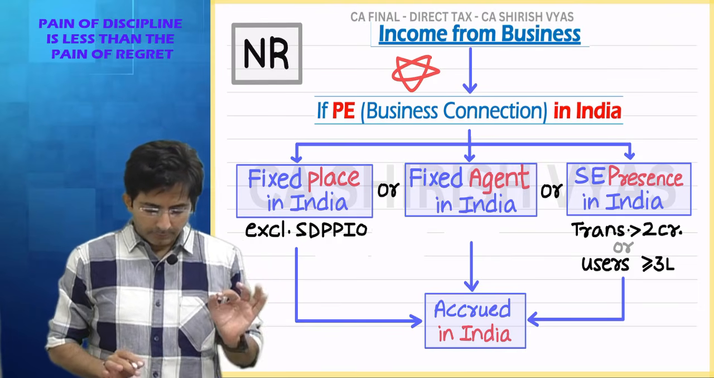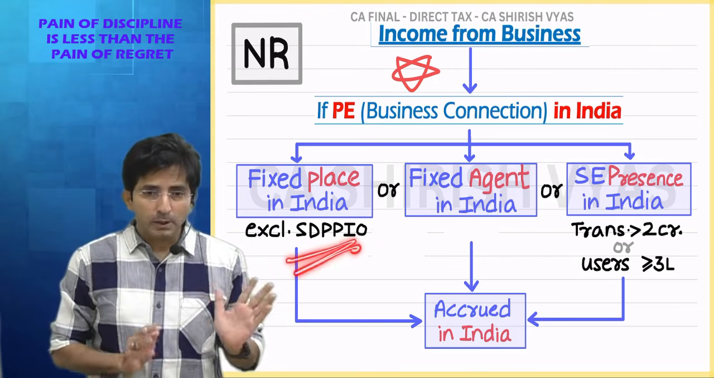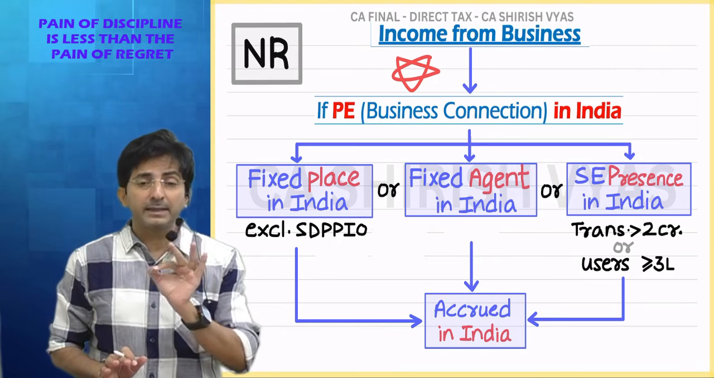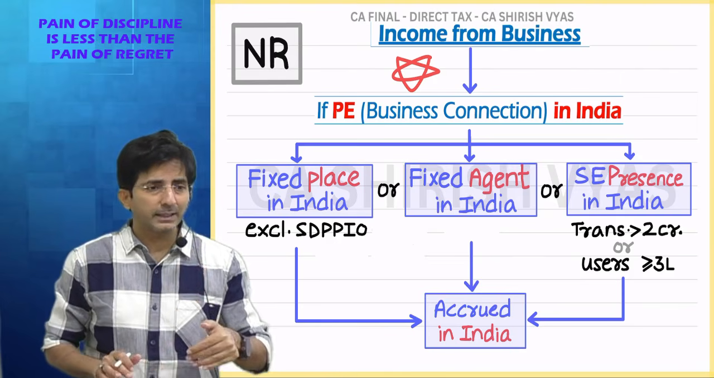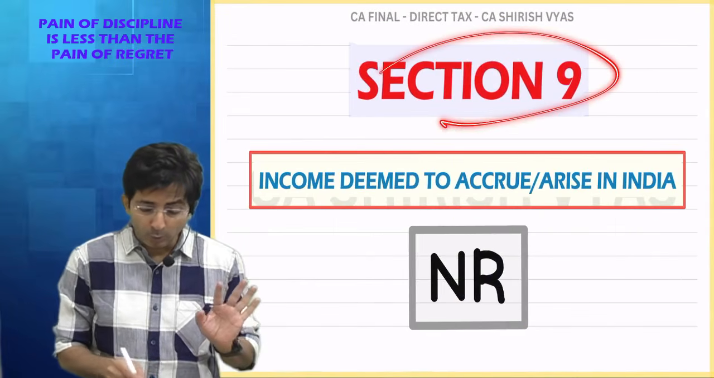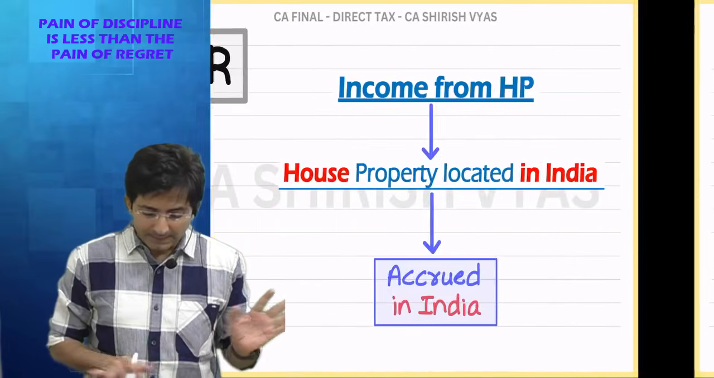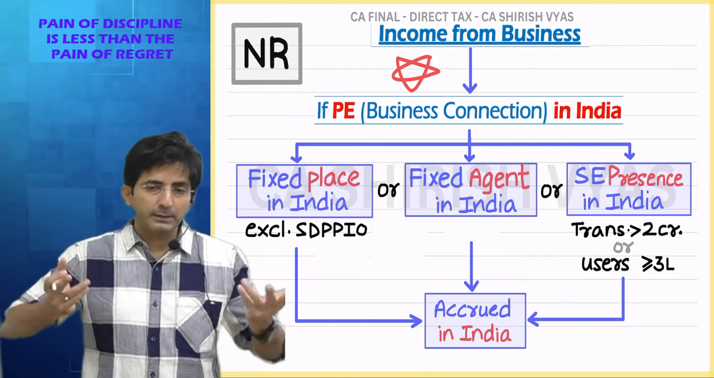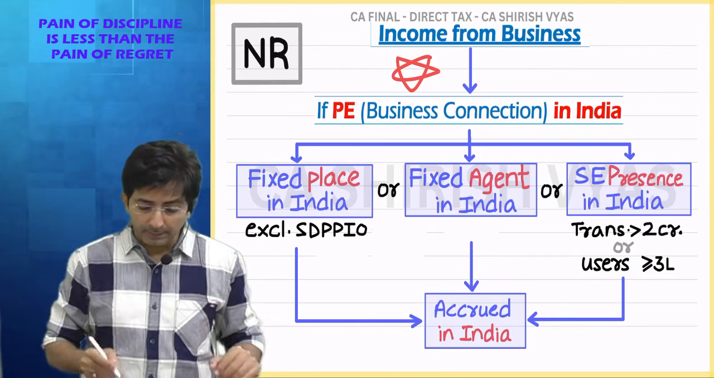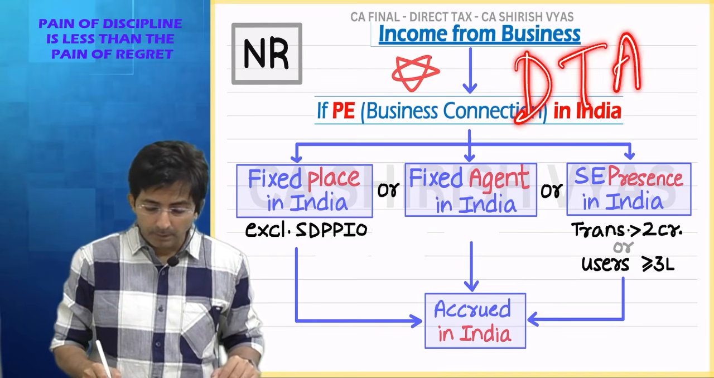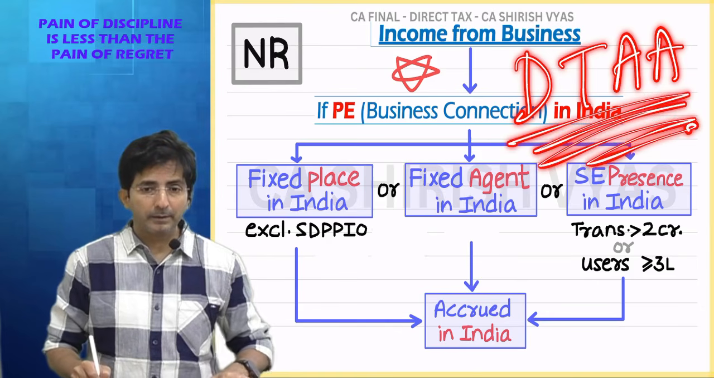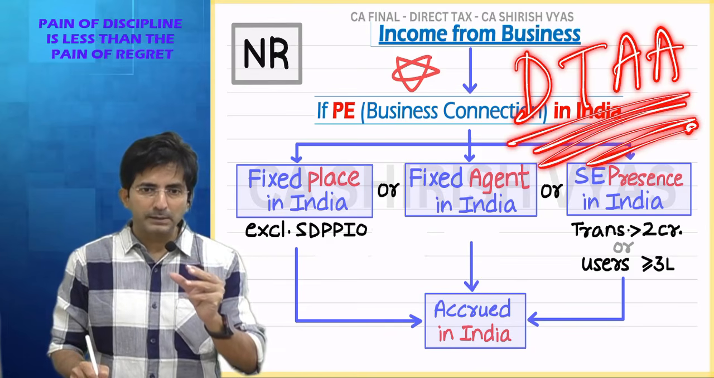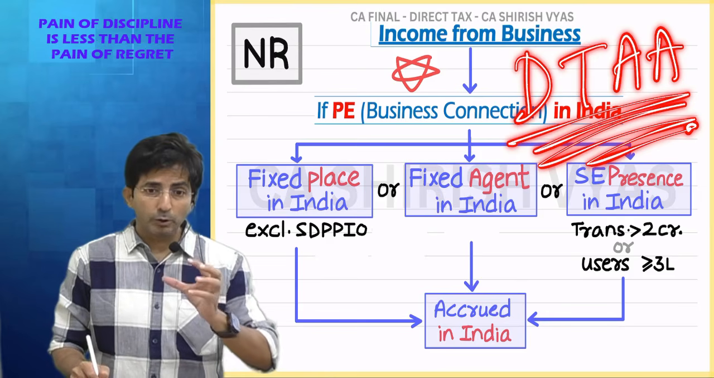Now see, this rule that SHIRISH activities are excluded is actually not given in Section 9. What is Section 9? I am explaining Section 9. I hope you know that. So, these exceptions of SHIRISH are not given in Section 9. Then how did I explain all this? These exemptions are given in the DTA, the Double Taxation Avoidance Agreement. For non-resident people, the double taxation avoidance agreement is also of importance. It is also of relevance.